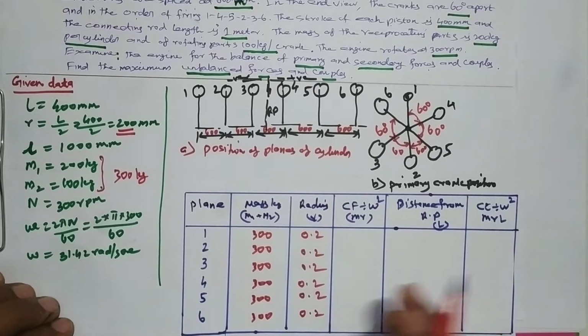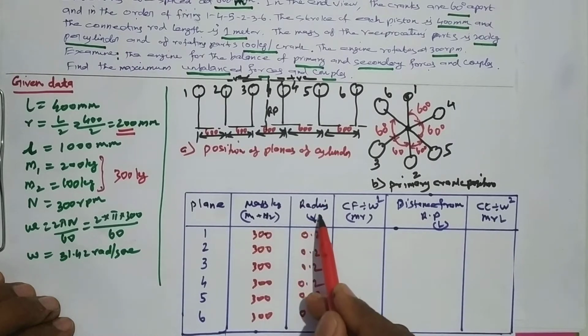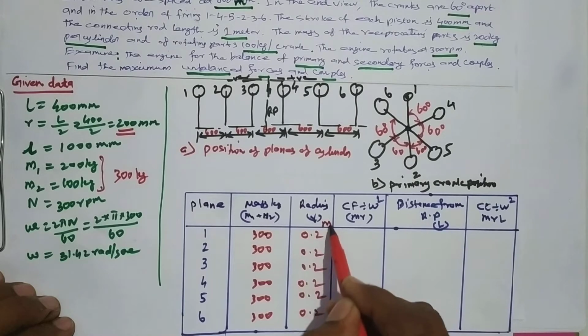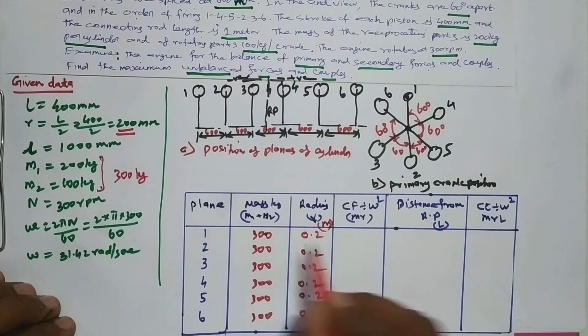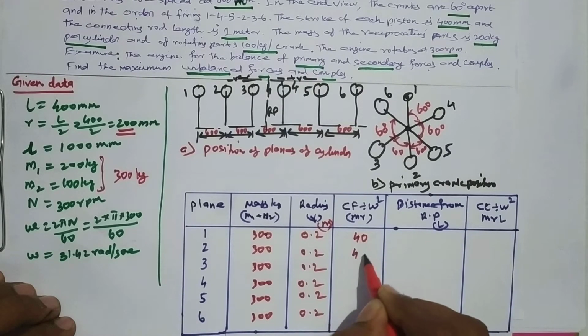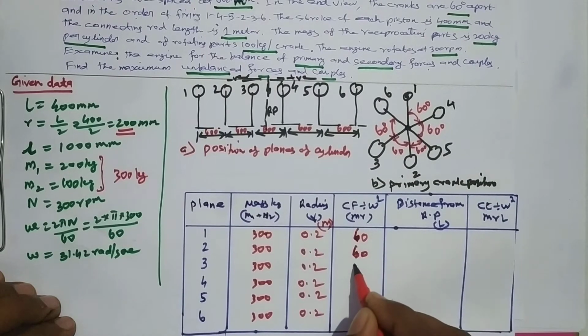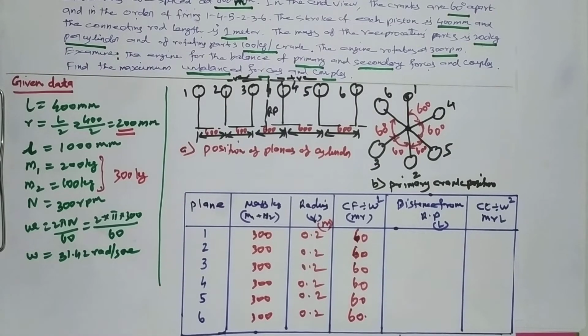Next, what is the centrifugal force divided by omega square? It is the multiplication of mass into radius, with mass in kg and radius in meters, so you get kg meter. So 0.2 into 300 gives 60. So 60 for each of the six planes.